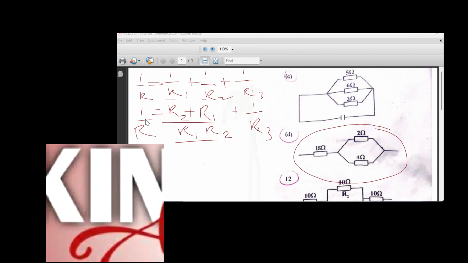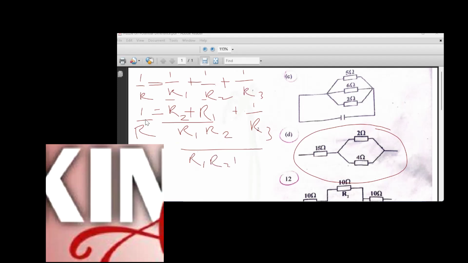Then we can now proceed by finding the LCM of R1, R2, and R3.